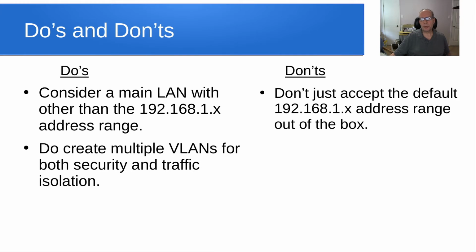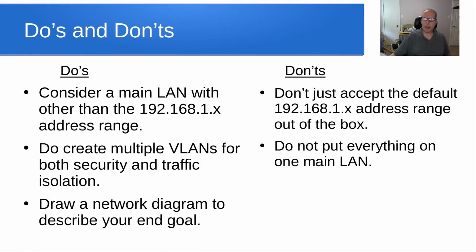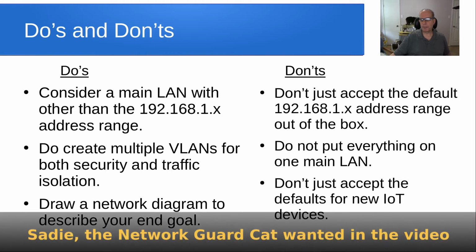So do create multiple VLANs for both security and traffic isolation reasons. And do not put everything on one main LAN. So this IoT VLAN we're talking about might be the first of many VLANs you would create on your network. So draw a network diagram to kind of describe what your end goal is going to be. What VLANs might I want? What might I want each of them to be able to do? And don't just accept the defaults for new IoT devices.